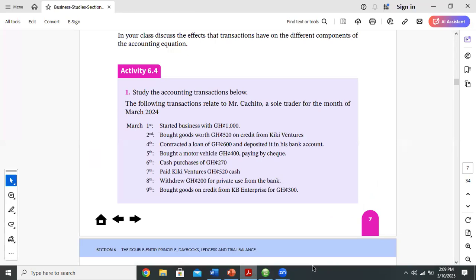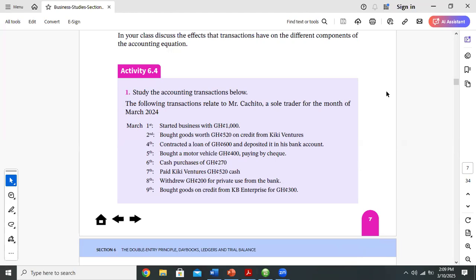So let's try to digest the question we have on the screen. So this relates to Mr. Kachitu, a sole trader for the month of March. The first transaction says, started business with 1,000 Ghana cedis. Professors, what transaction is this? So Mr. Kachito started business with 1,000 cedis.